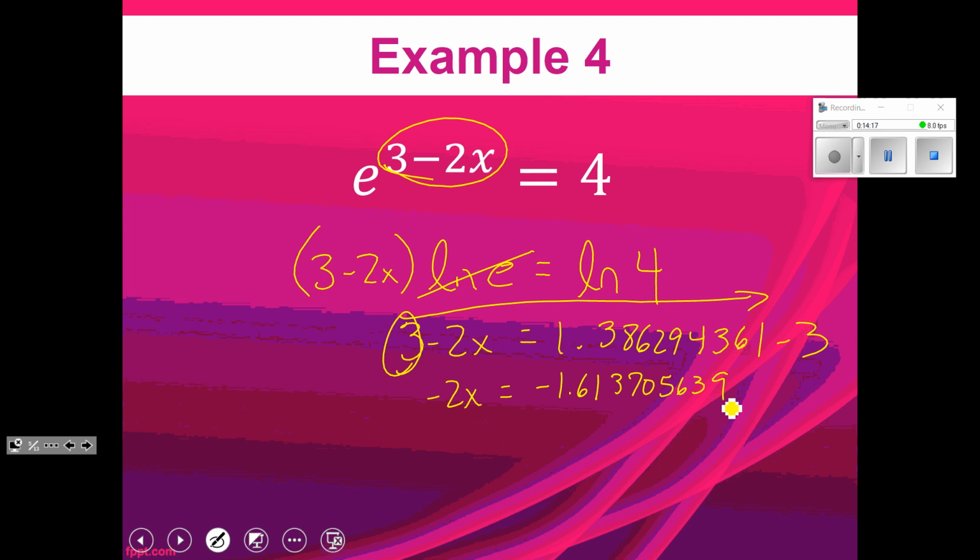And then how do I get x by itself? I'm going to divide by negative 2. And so I'm just going to take this and divide it by negative 2. And x is equal to 0.80685. My question is, do you know where you went wrong? Yes? Any questions about that? All right, let's keep on going then.